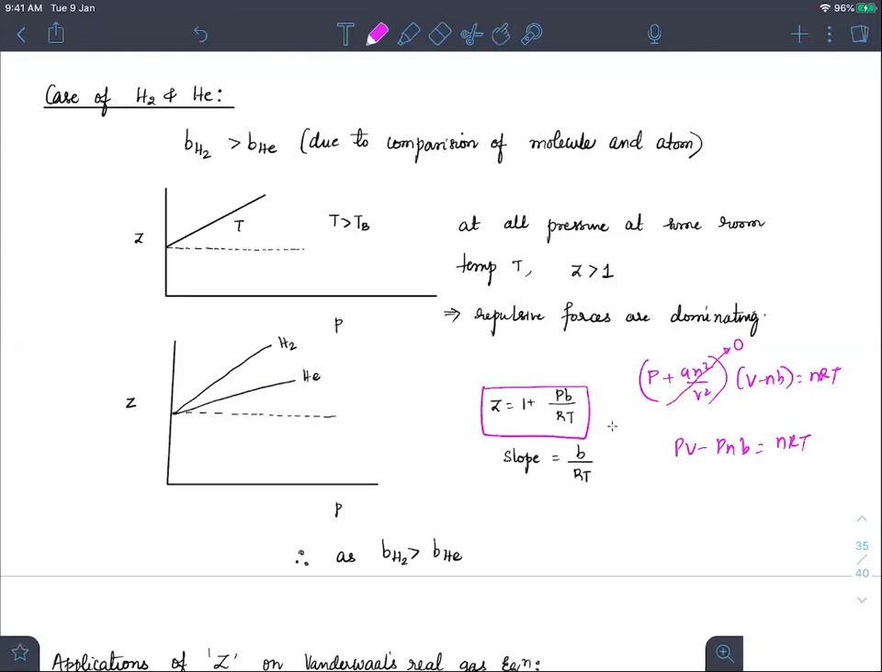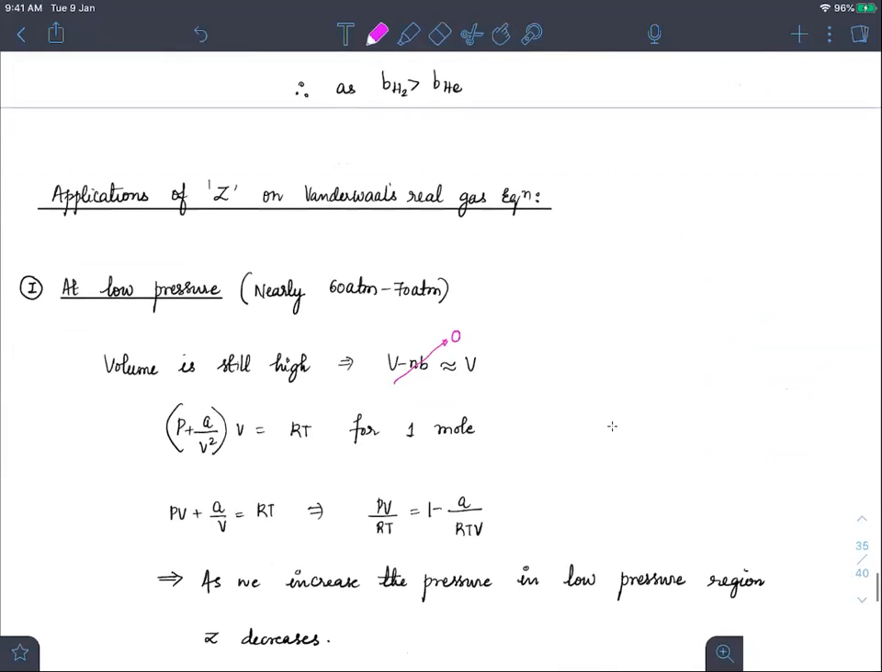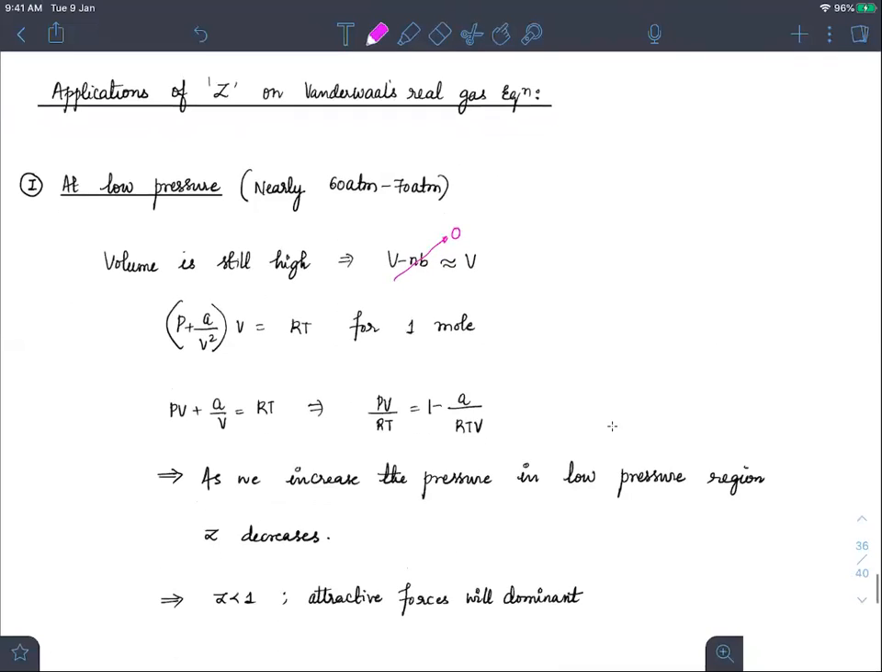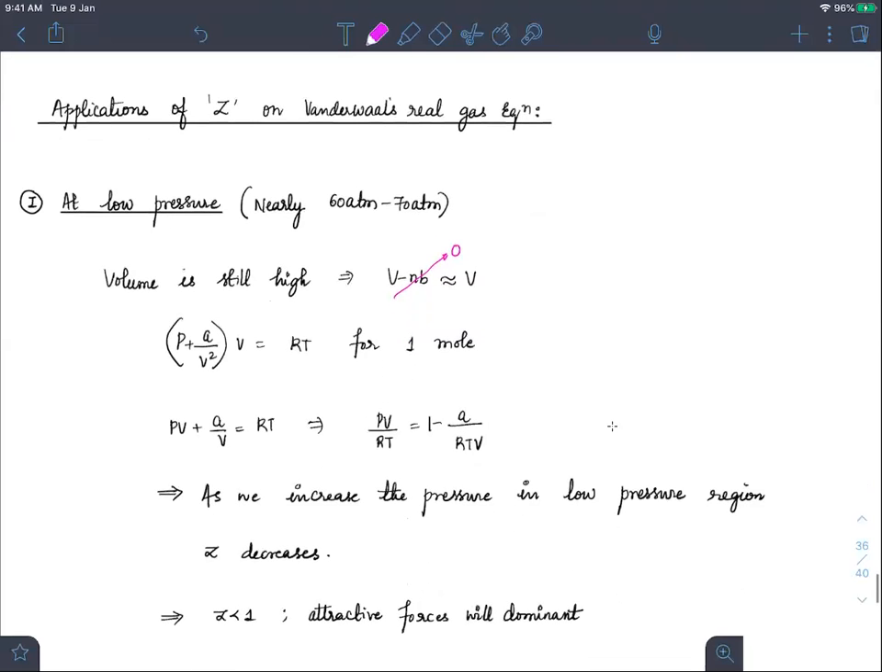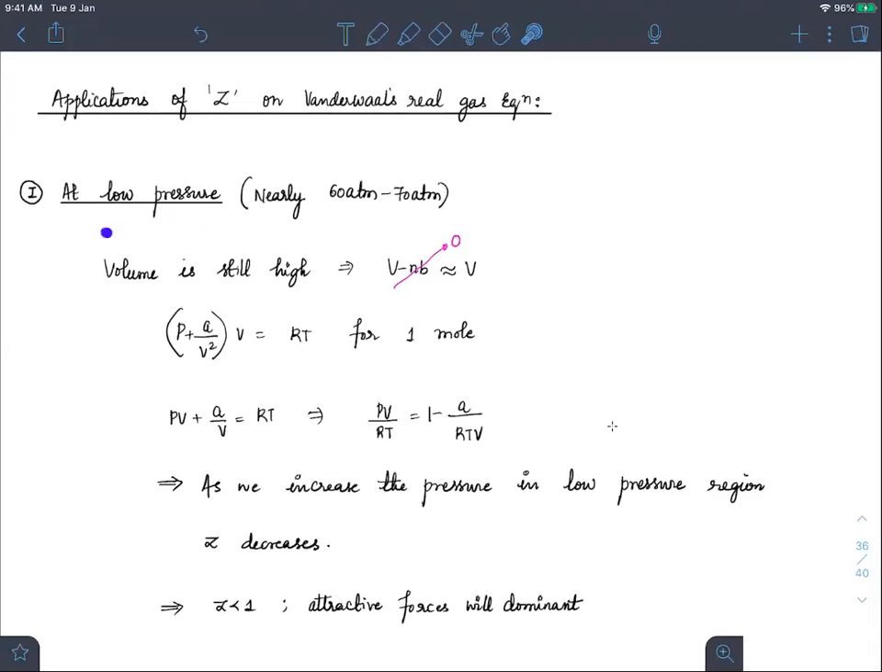Hydrogen and helium cases are clear. Now for all generic cases, other than hydrogen and helium, if you operate at low pressure, up to 60 to 70 atm, at this pressure the nb value is not dominant, because the volume occupied by the particles is still sufficiently high. Therefore, (P + a/V²)V = RT.